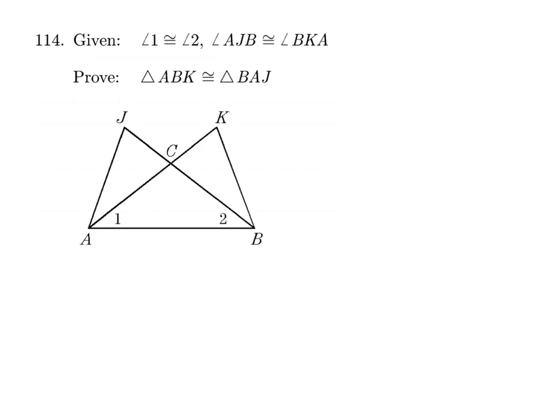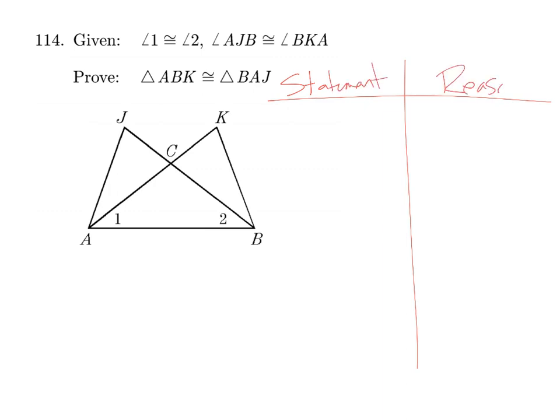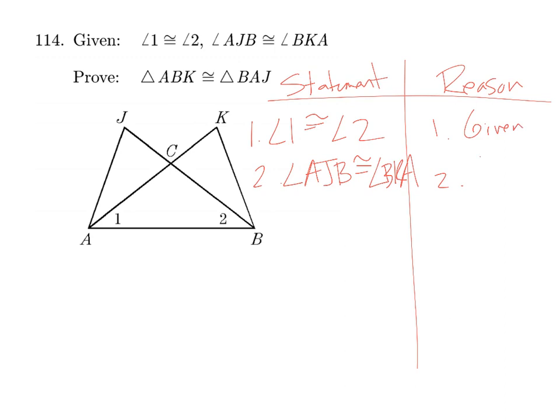The last problem of the review. Two-column proof. All right, the first piece of information, angle 1 is congruent to angle 2, and angle AJB is congruent to angle BKA. Reason, given. Okay, let's label the diagram. 1 is congruent to 2, and AJB is congruent to BKA.